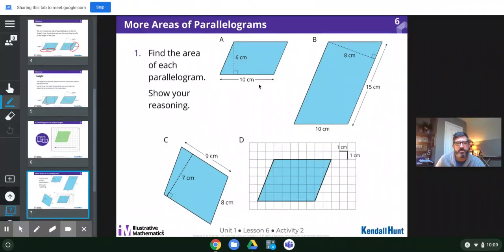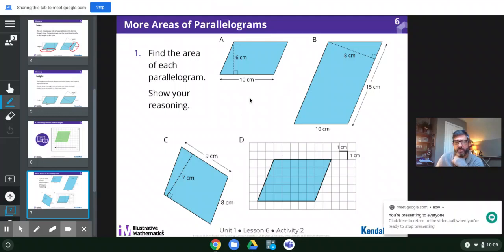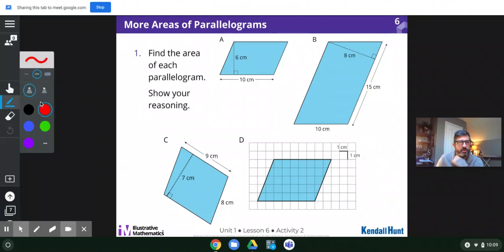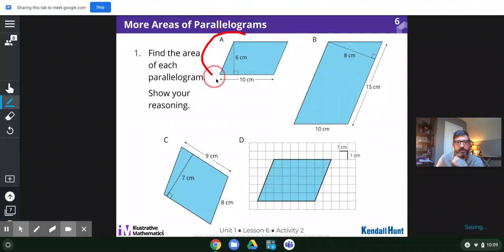So let's look at this parallelogram A. So can anybody tell me what the base would be for this one? I'll circle it just so we're positive which one we're looking at. Can you tell me what the base would be? What they're using as the base?